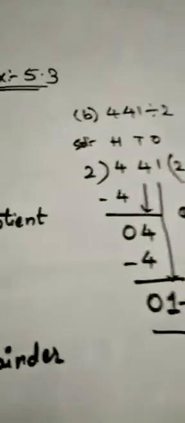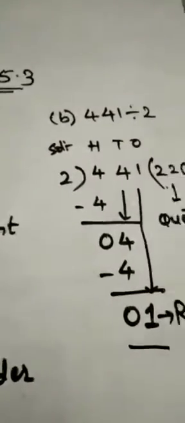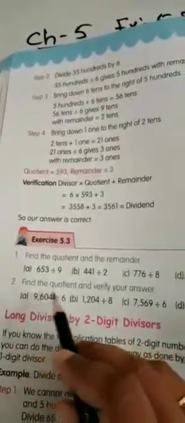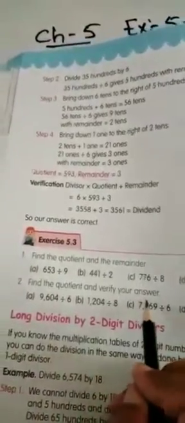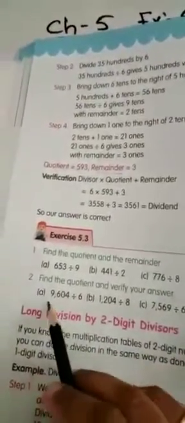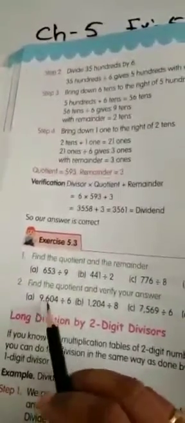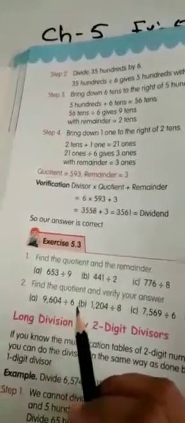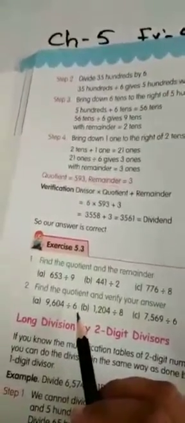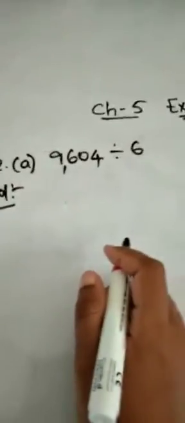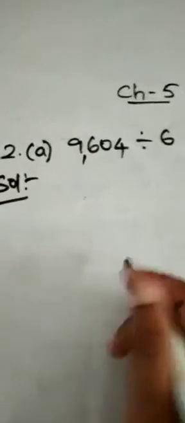So let us start the second bit. Find the quotient and verify your answer. First question is 9604 divided by 6. So let us solve this.